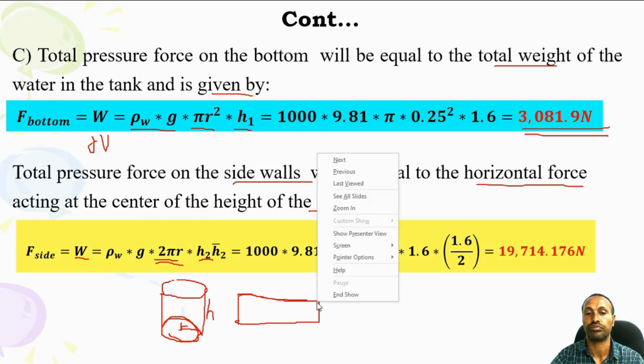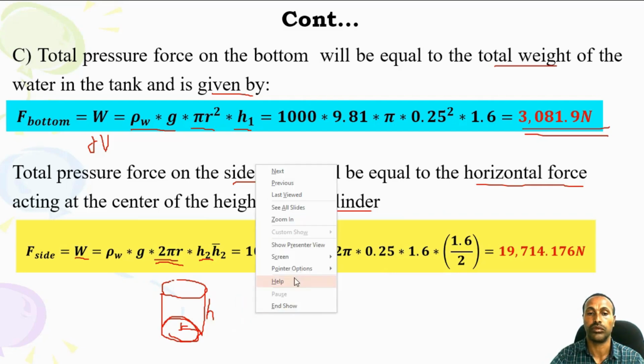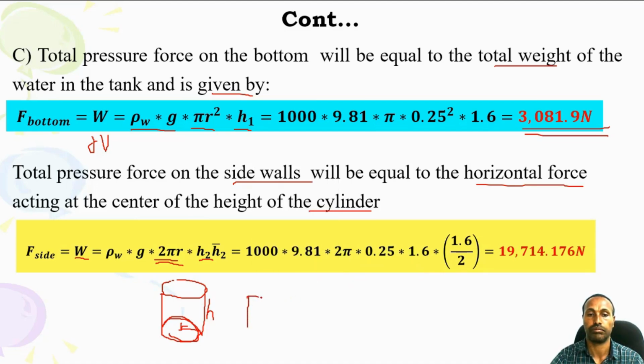It will be converted into rectangular cross section, something like that. Clear? So you have h, but this is from circle to 2 pi r. So this is the total lateral surface area. So 2 pi r h lateral surface area, then times h2. So just gamma times h bar times area force.